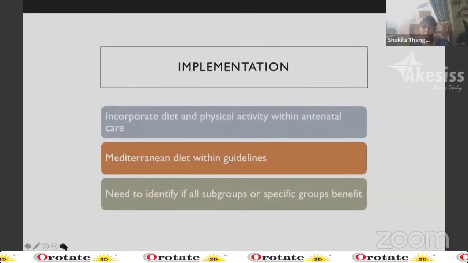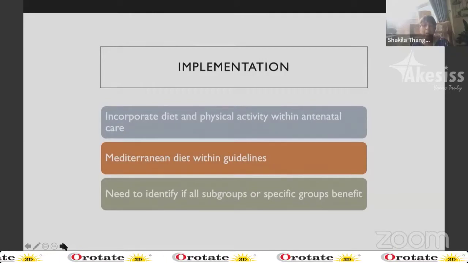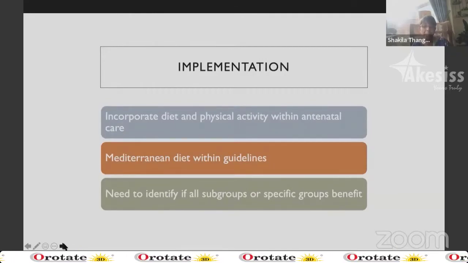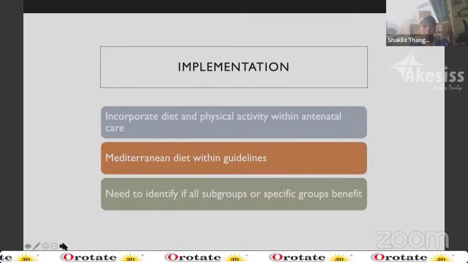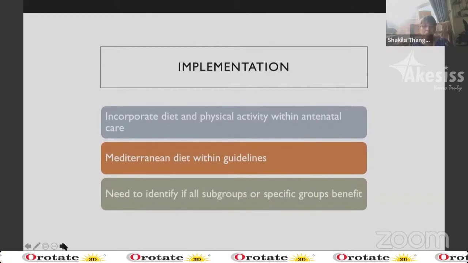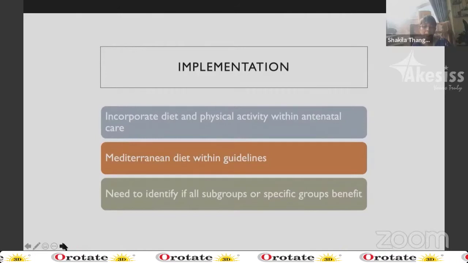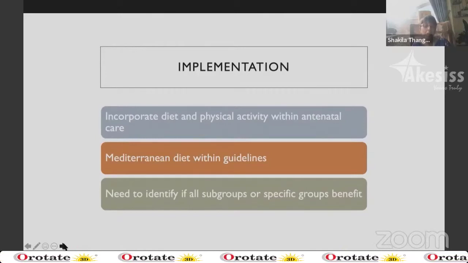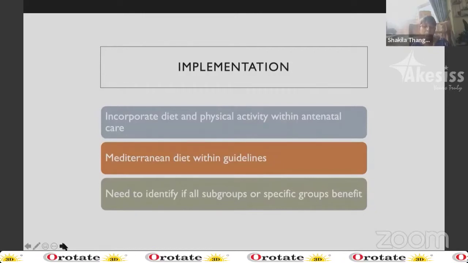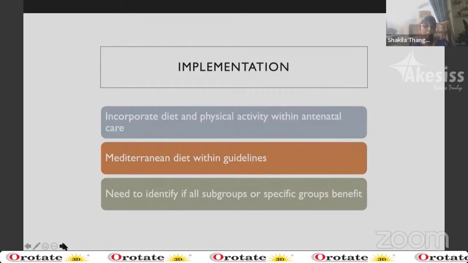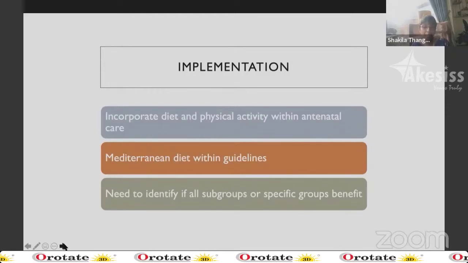So our suggestion is incorporate diet and physical activity within antenatal care as part and parcel of the advice we give mothers, along with folic acid and iron. Also to talk about diet and physical activity, we strongly recommend a Mediterranean diet be incorporated within the guidelines. Even if people can't afford or do not have access to all of the components, they can do food substitutions. They can focus on a predominantly seafood diet rather than a red meat diet, avoid sugary drinks.